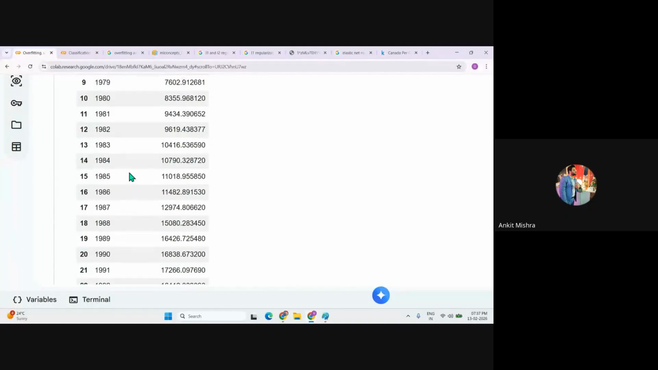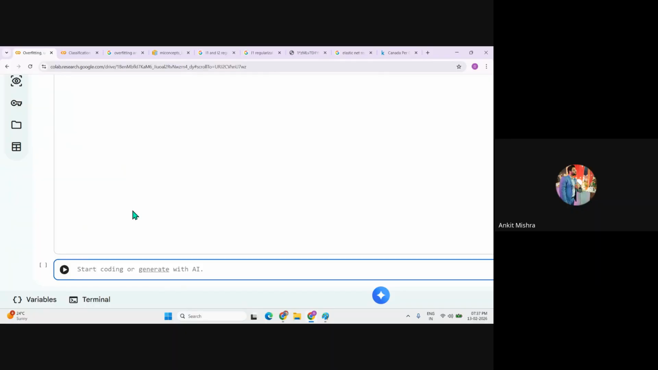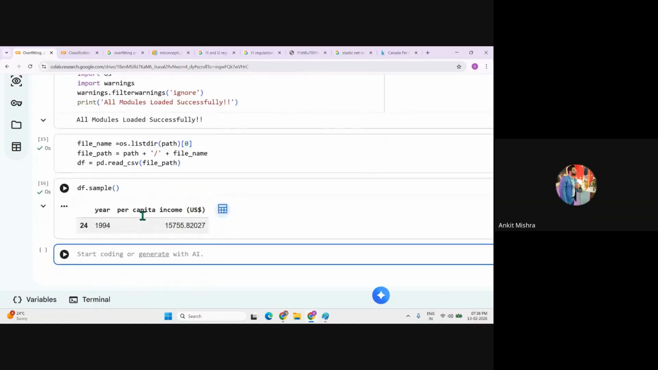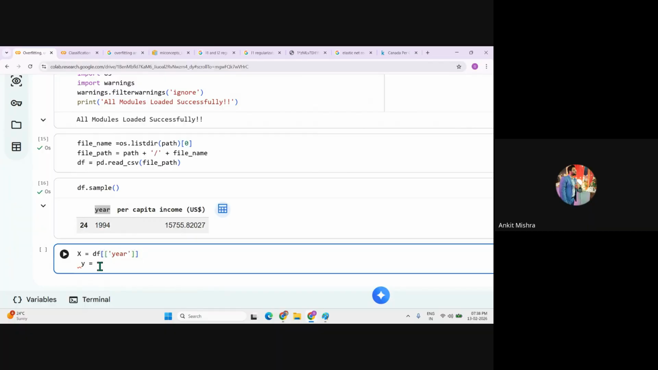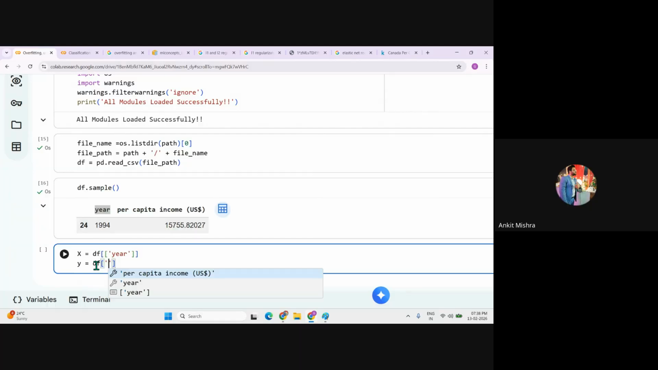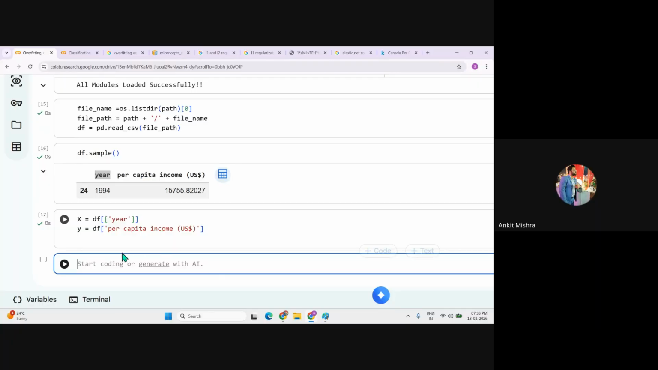We have this dataset here, Canada per capita. Now let me run df.sample, and now we have this dataset. We can quickly turn it into X and Y. X is df with double square brackets of this column, because we have to give a data frame in the X part, and Y is df dot per capita. You can use the dot approach as well. So we have converted the dataset into X and Y.